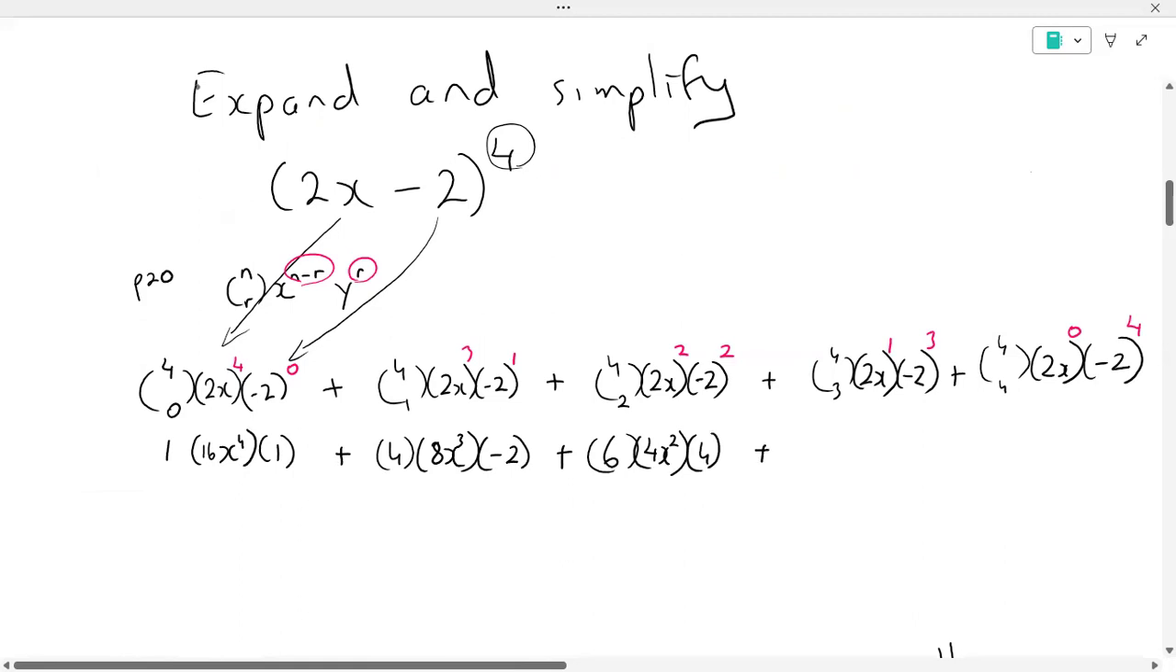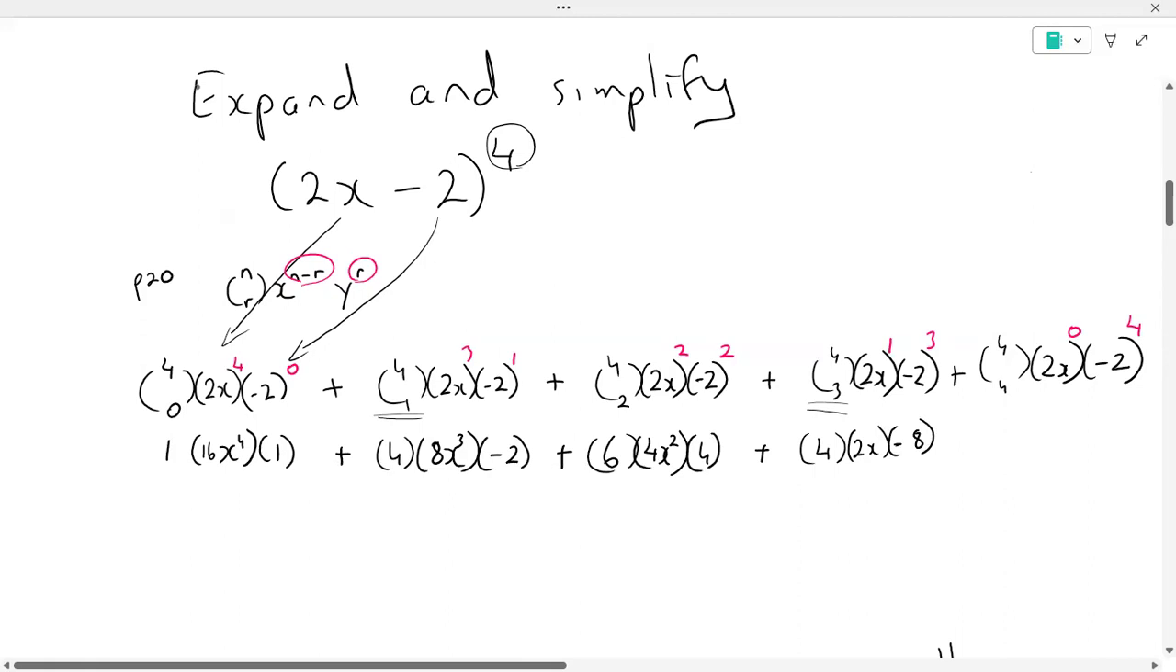Now for this one, 4 choose 3. I already knew that was going to be a 4. Now the reason I knew that was because we talked before about the twins. So 4 choose 1 and 4 choose 3, they're opposites of each other, and they give you the same result. So 4 choose 1 or 4 choose 3 gives you the same result. This one's going to be careful, -8.